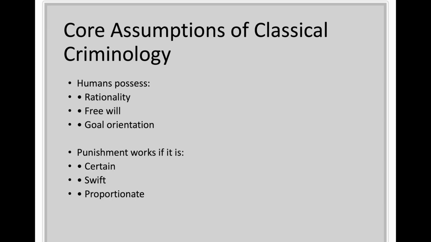So there are some core assumptions of classical criminology. First, classical criminology assumes free will. This means individuals are viewed as capable of making choices.